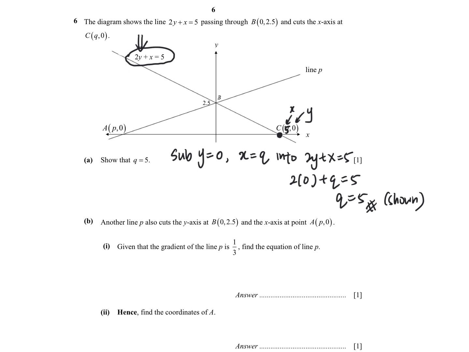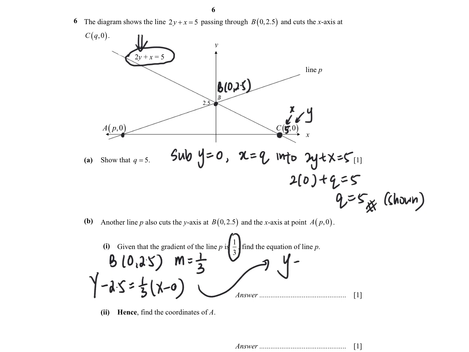Next is I have another line P, also cuts the y-axis at this point. So they tell you this is 0, 2.5. And then the y-axis at this point. They say given that the gradient is this, can you find the equation? So choose the point that is given to you. You have a point, you have gradient. Use y minus small y, gradient minus small x. So the equation is just, that's all. This is the equation that I want.